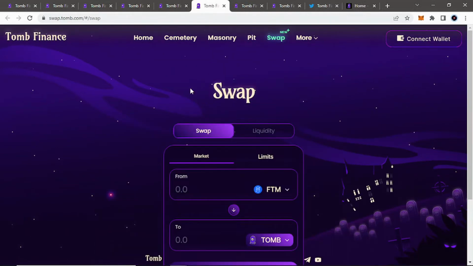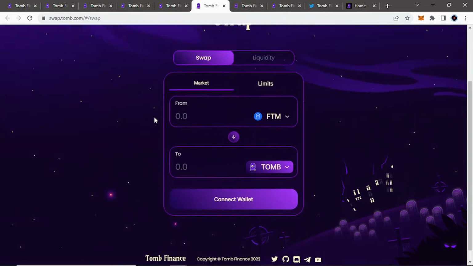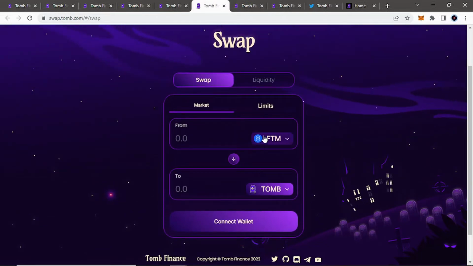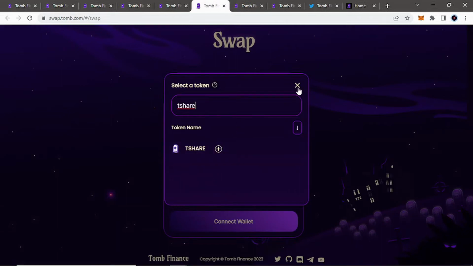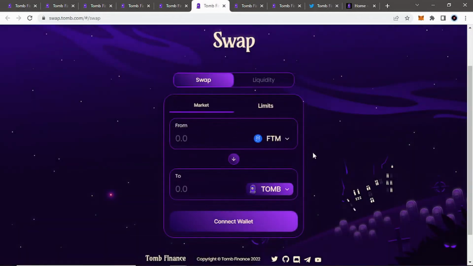If you look, a cool thing that Tomb does have is their swaps. They have a native swap right in their interface. So you can actually take FTM and swap it for Tomb. You can swap it for T-share, T-bonds. Well, I think just T-share and Tomb.